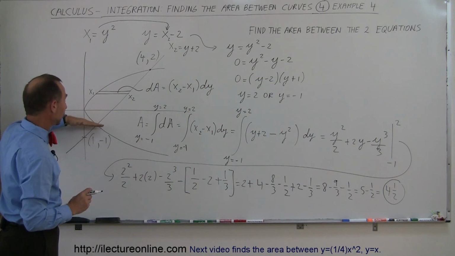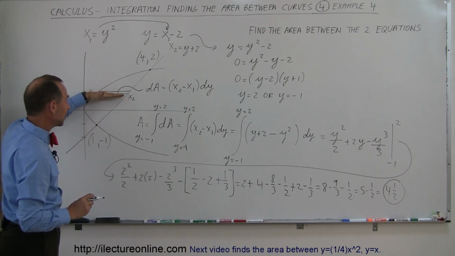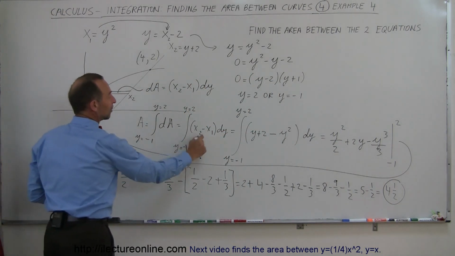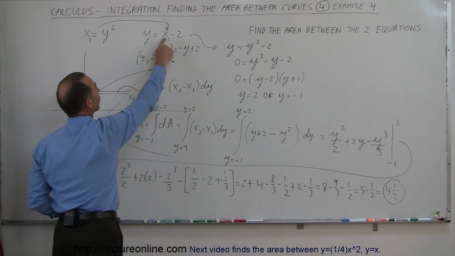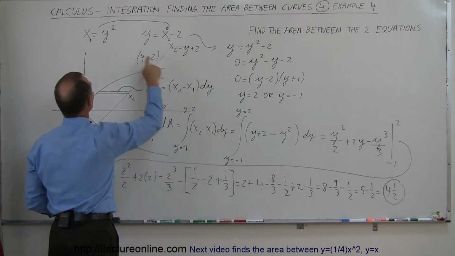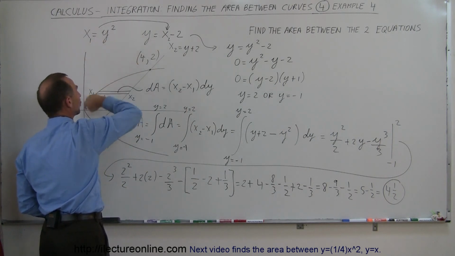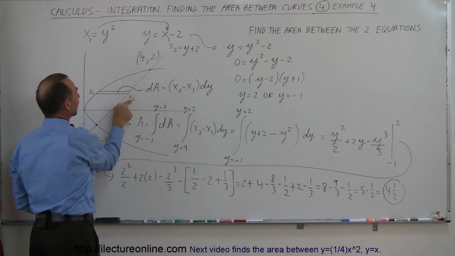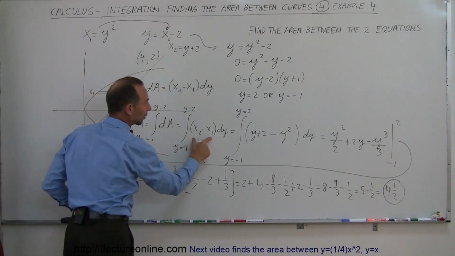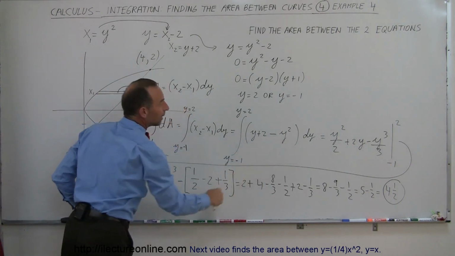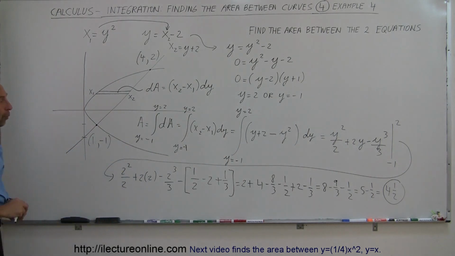And again, the best way to do it is to set up your area element sideways so that the length of it is x2 minus x1. Define x2 as being part of this equation right there. x1 is the x of this equation right there, of the curve right there. So the length is x2 minus x1, and then replace x2 and x1 by what x2 and x1 are equal to in terms of y. And then you just integrate over the y limits, and you get your area. That's how we do that.